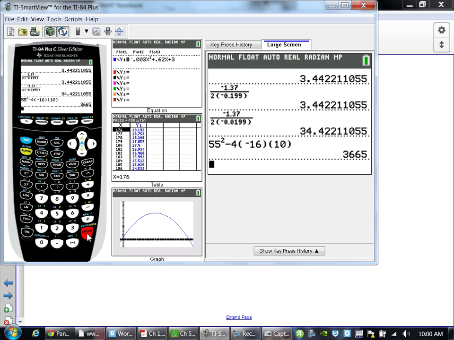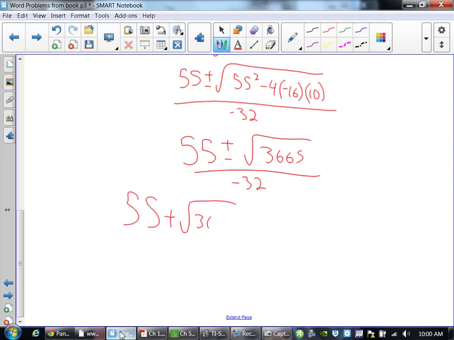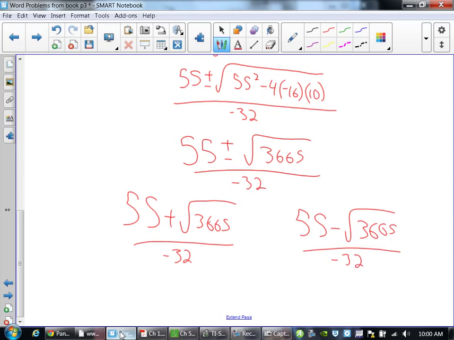Okay? So now I have 55 plus or minus the square root of 3665 divided by negative 32. Now remember, this means there are two zeros here. One when you add them and one when you subtract them. You have 55 plus the square root of 3665 divided by negative 32. You can't shorten that. And then you have 55 minus the square root of 3665 over negative 32.